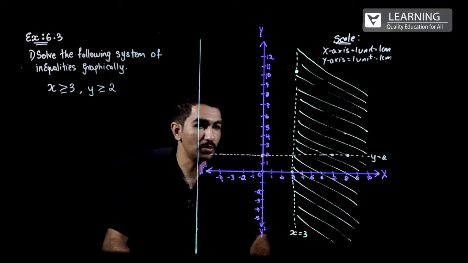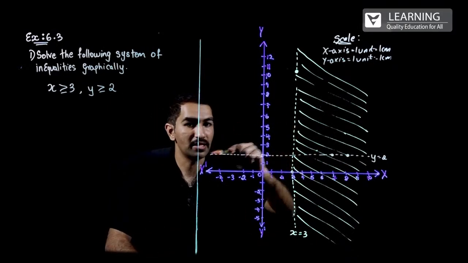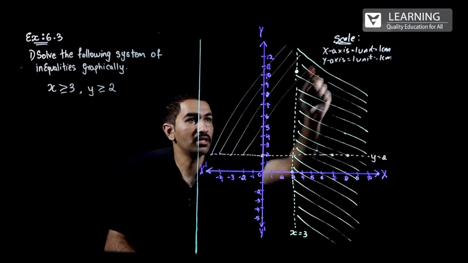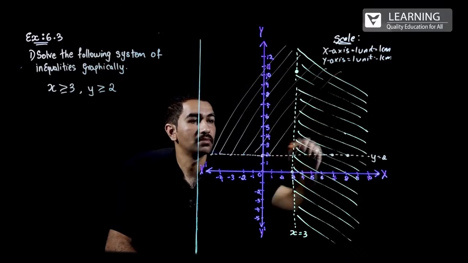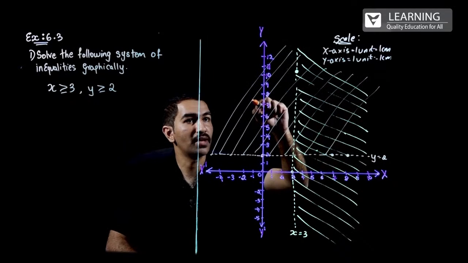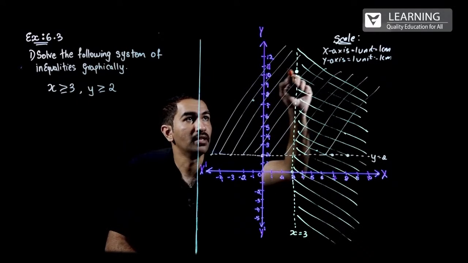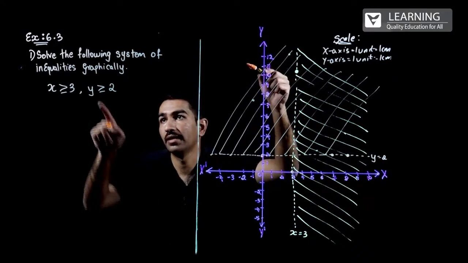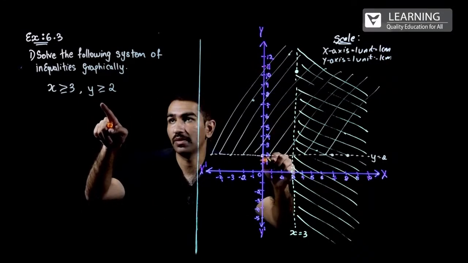Now greater than 2 means what will happen? Above this orange line, right? The whole part, like this. Now choose this point. Tell me what is the value of y? It is 7.5. Choose this point. What is the value of y? It is 12. It is greater than 2, right? Y is greater than or equal to 2.